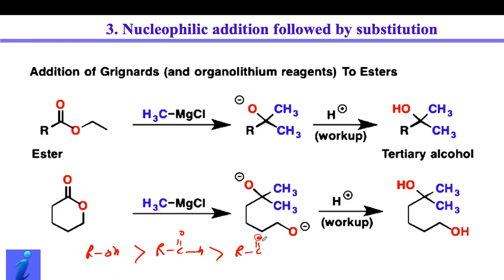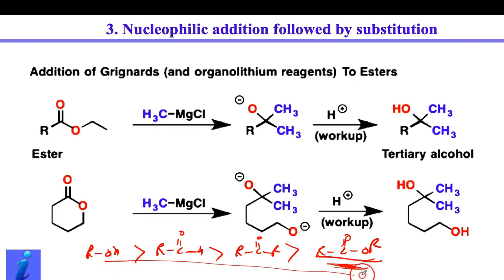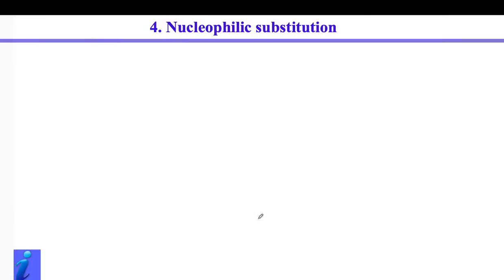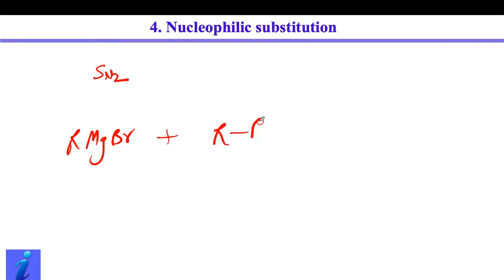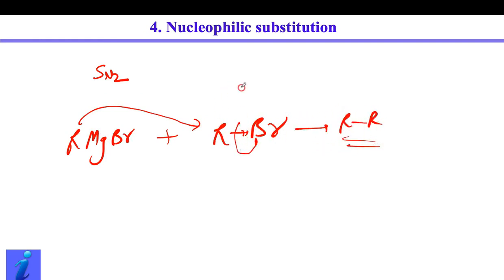Then it is more reactive than ketone, and it is less reactive than esters. So these are the fourth in the sequence of reactivity. Nucleophilic substitution. Nucleophilic substitution is one kind of SN2 reaction in which we treat Grignard RMgBr with RBr. Now this R attacks this carbon, and this bromine will leave. So you will get RR. What happened? We are going to break a sigma bond with the formation of a new sigma bond. Therefore, the rate of nucleophilic substitution is very low.